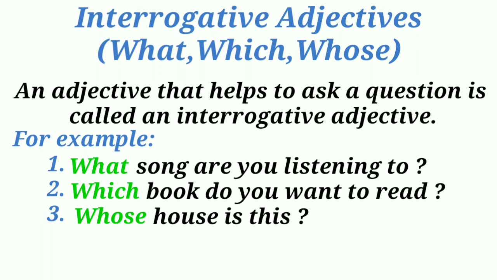Let's see the example. What song are you listening to? Which book do you want to read? Whose house is this? In these sentences, the words what, which, and whose have been used as adjectives. What qualifies the noun song, which qualifies the noun book, and whose qualifies the noun house. Since these adjectives are used with nouns to ask questions, they are called interrogative adjectives.